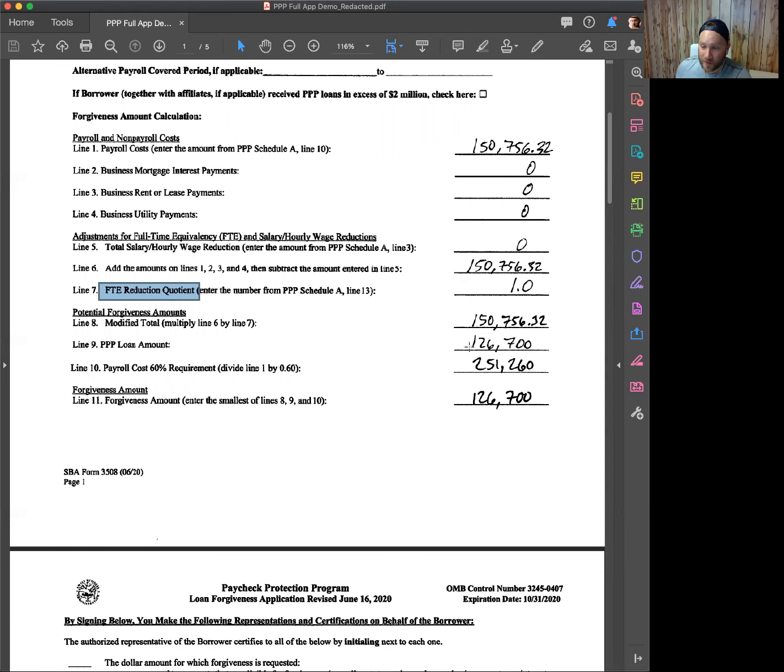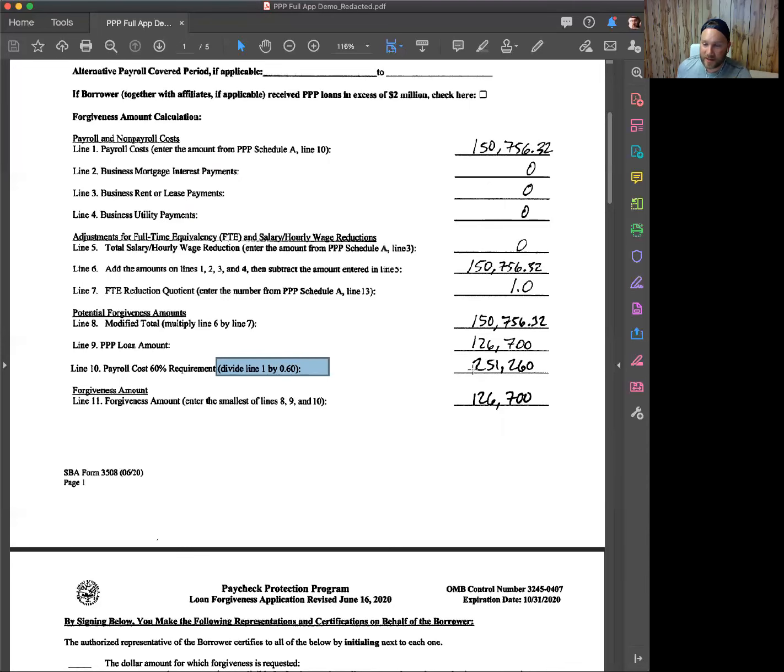The loan amount was 126,700. The payroll cost requirement, okay? You're gonna take line 1 of here, right up here, this 150,756. You're going to divide it by 0.6. Okay, when you divide that by 0.6, you should end up with a number on line 10 that is bigger than line 1. Okay, so don't multiply it, divide it by 0.6. And in this case, that comes out to 251,260.